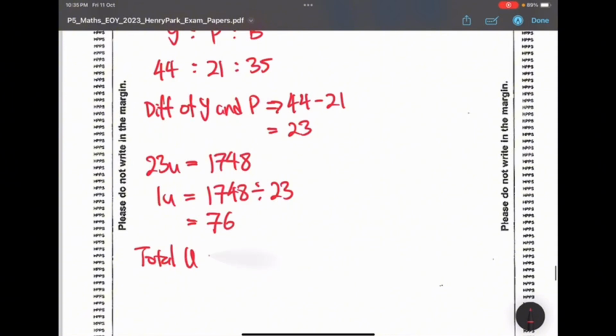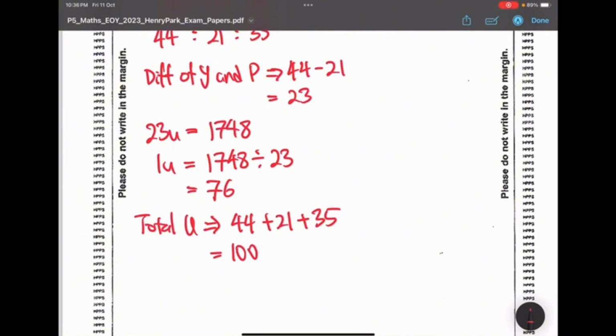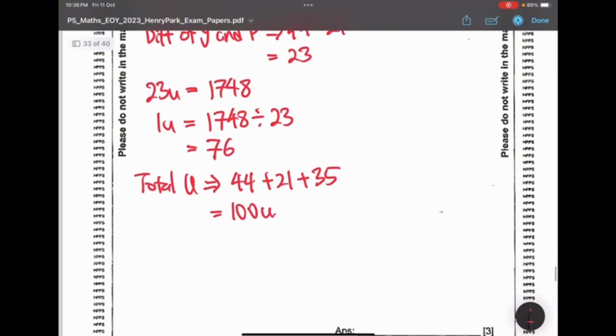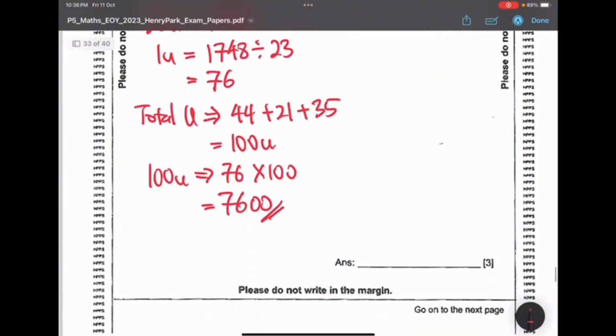Total units is simply 44 plus 21 plus 35. And that would be 100 units. If 1 unit equals 76, 100 units would simply be 76 times 100. And that would be 7,600 ribbons. And this is your answer for question number 15.